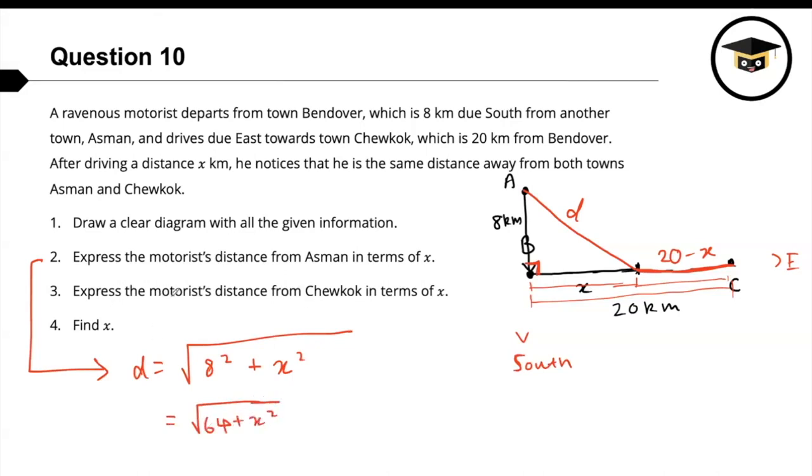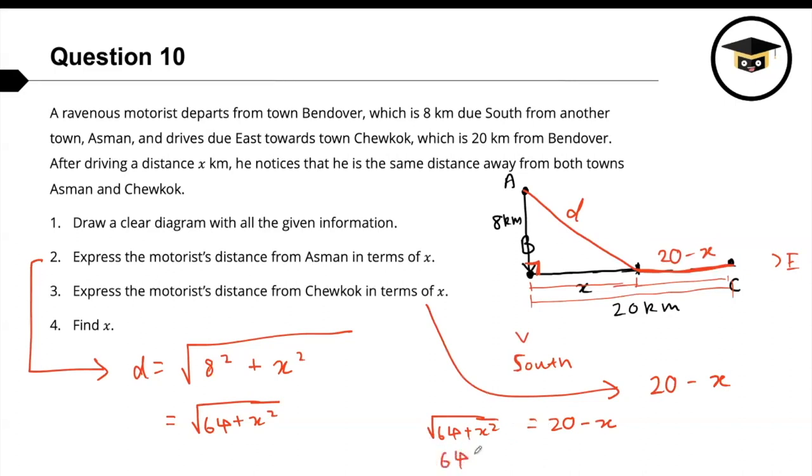Now, express the motorist distance from Chukok in terms of X. Well, we've just done that. We've identified that that is simply 20 minus X. And then question 4 is find X. Well, here what we're realizing is that we have to let them equal each other. So we have to say that root 64 plus X squared is equal to 20 minus X. So if we square both sides, that's how we're going to solve for X, right?